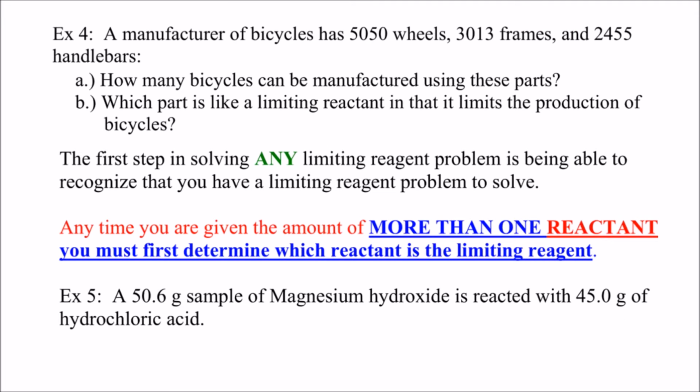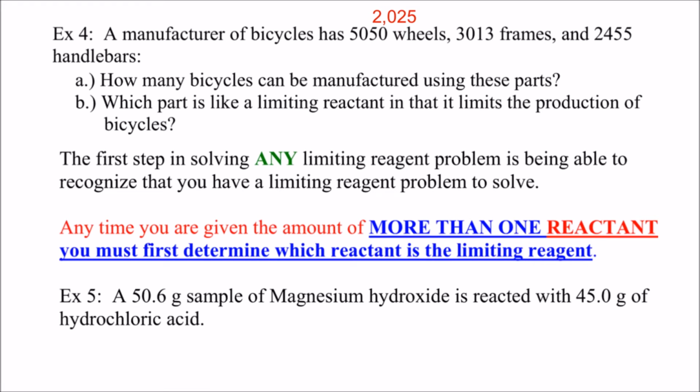Alright, one more. Let's say that we have a manufacturer of bicycles and they have 5,050 wheels, 3,013 frames, and 2,455 handlebars. How many bicycles can be manufactured, and which of those parts is the limiting reagent? Well, first off, every bicycle has to have 2 wheels. That means that we need to divide this number by 2 to see how many bikes we could make based off of the wheels. We could make 2,525 bikes based off of the number of wheels that we have.